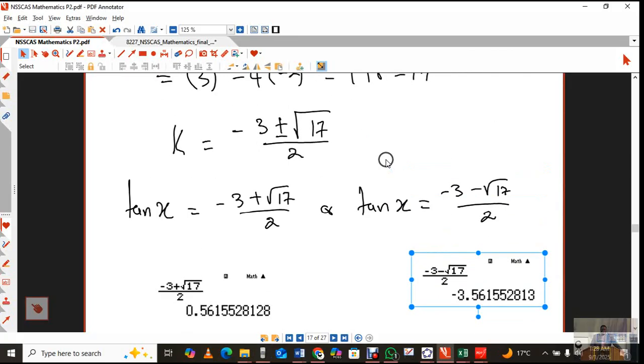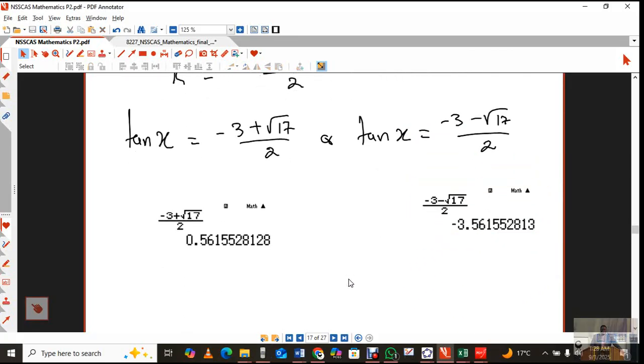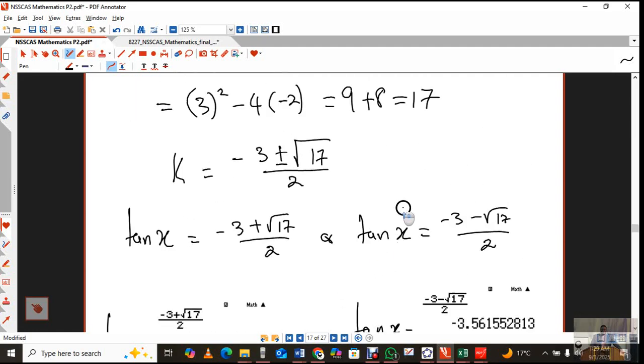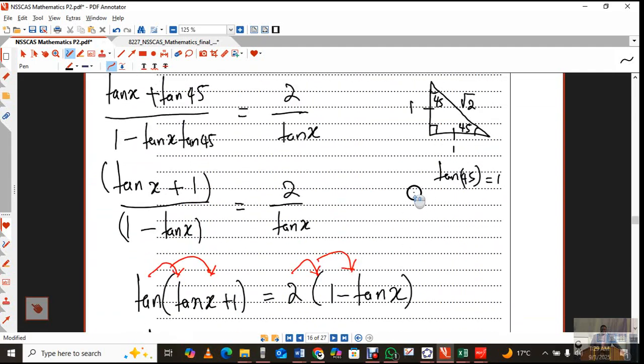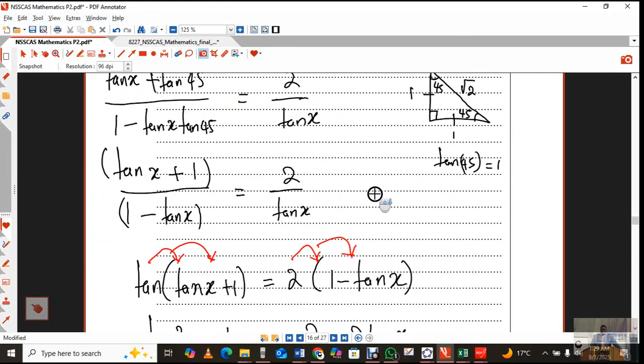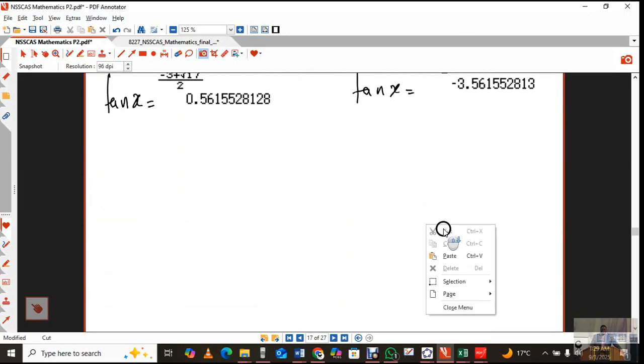So what do I have now? I have my two values for tan x. I know that tan x is equal to that, or tan x is equal to that. What are they saying? What is the domain? The domain we are given is from 0 to 180 degrees. Very important. So our domain is between that. So let's just bring it over here.